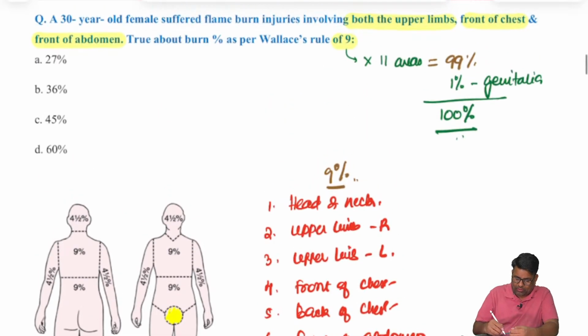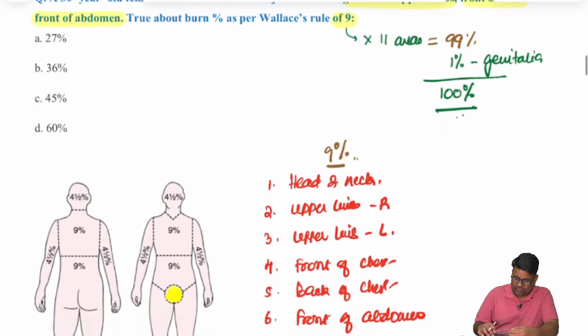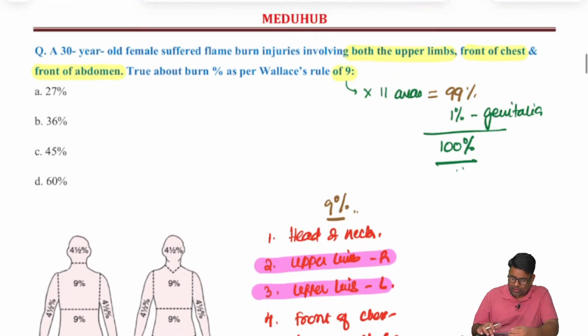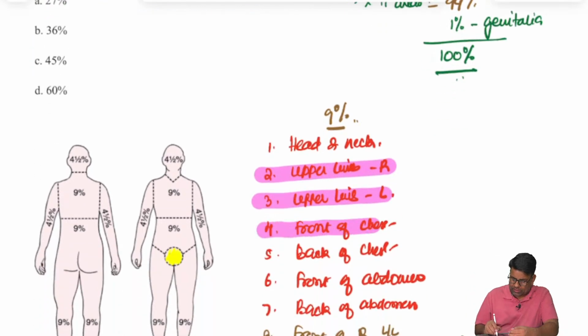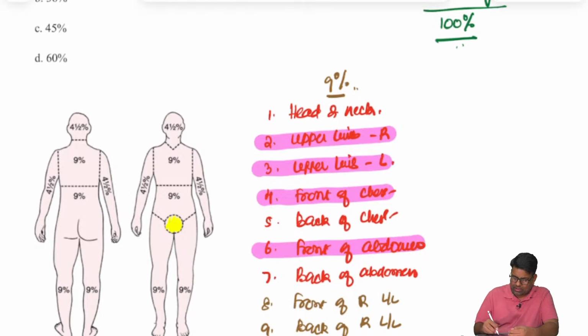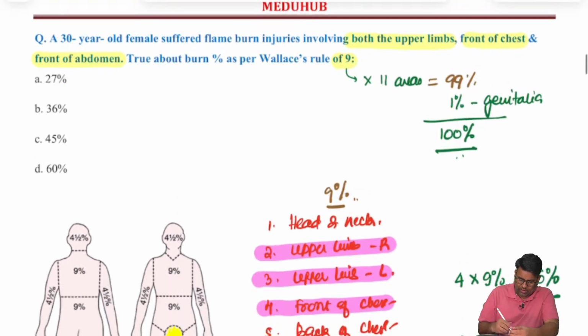Now coming back to the question, what has been given in the question? The question states that both upper limbs, so both upper limbs are involved. Then front of chest, and front of abdomen. So it means there are 4 areas of 9%, and therefore the total burned surface area will come out to be 36%. Right? So this is Wallace rule of 9.